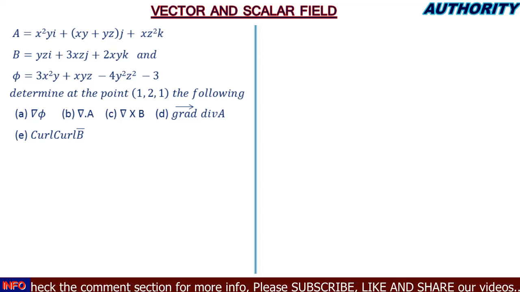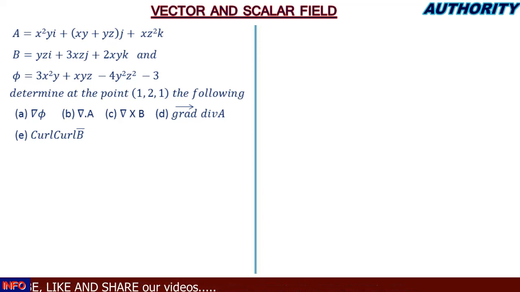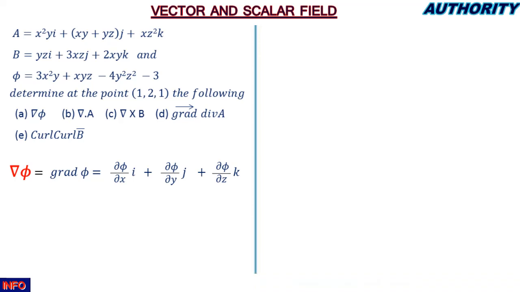Okay, now look at this. If a scalar function, let's say phi of x, y, z, is continuously differentiable with respect to its variables x, y, z throughout the region, then the gradient of phi, written grad phi, is defined as the vector grad phi equal to the partial derivative of phi with respect to x on i component plus the partial derivative of phi with respect to y on j component plus the partial derivative of phi with respect to z on k component.